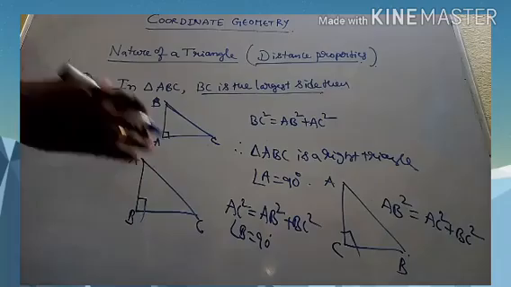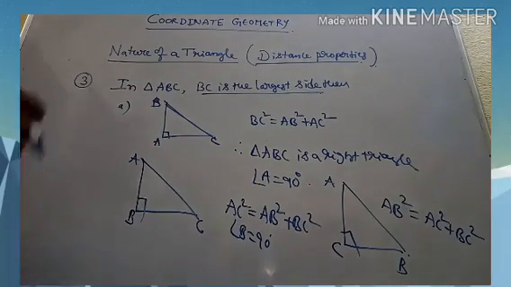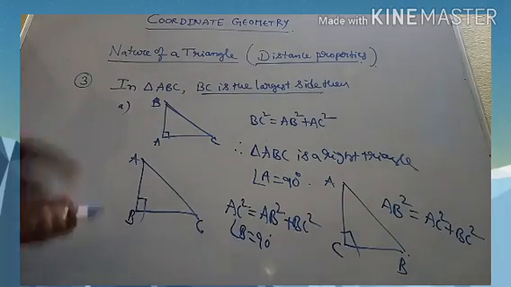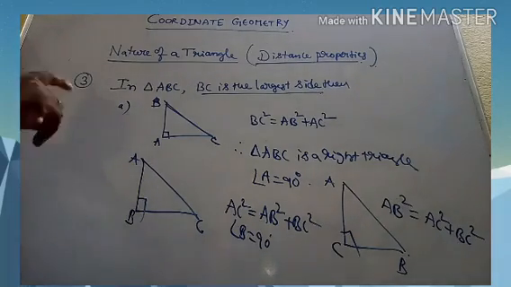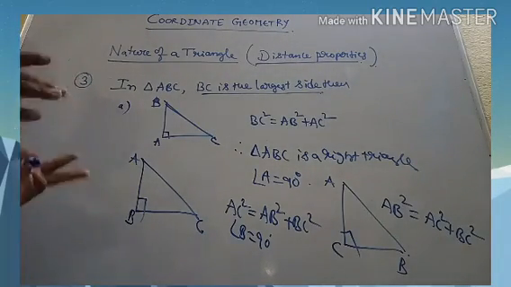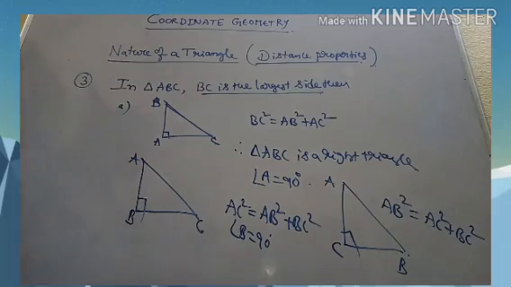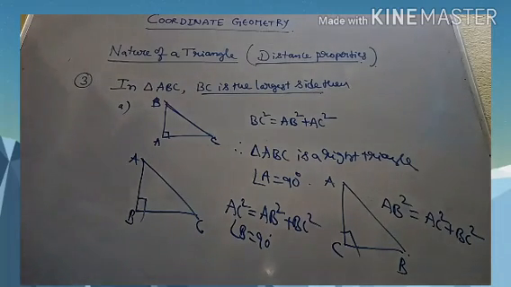These are the things that you are going to use to prove it is a right angled triangle. That means if you are able to prove that the square of one side equals the sum of the squares of the other two sides, then it is nothing but a right angled triangle.